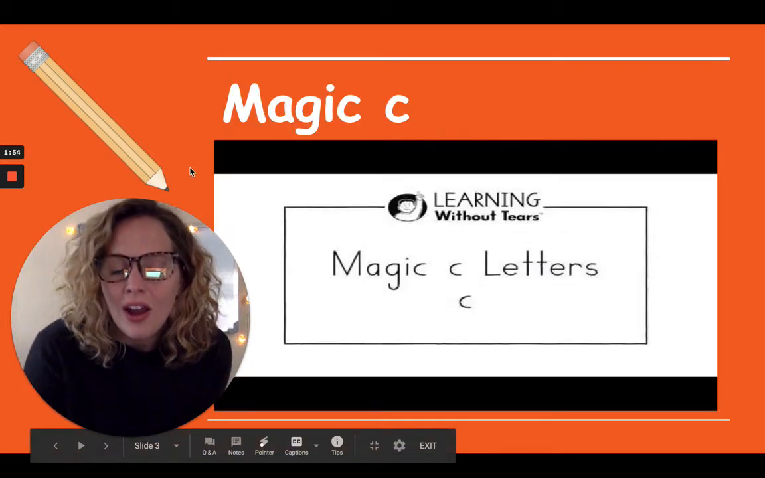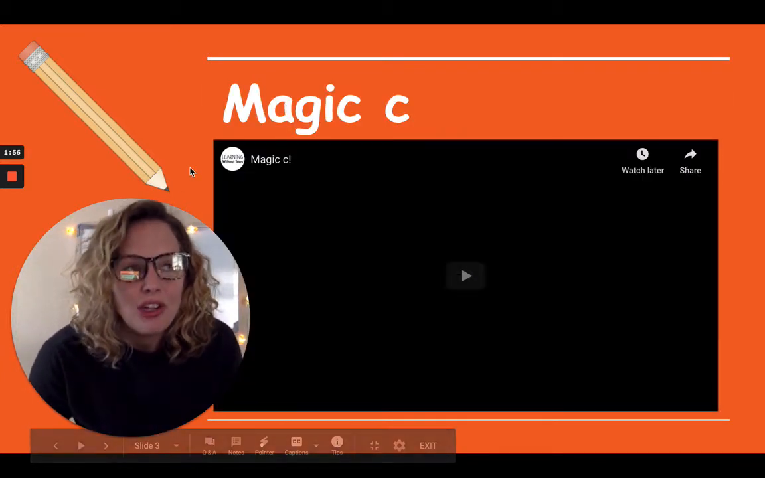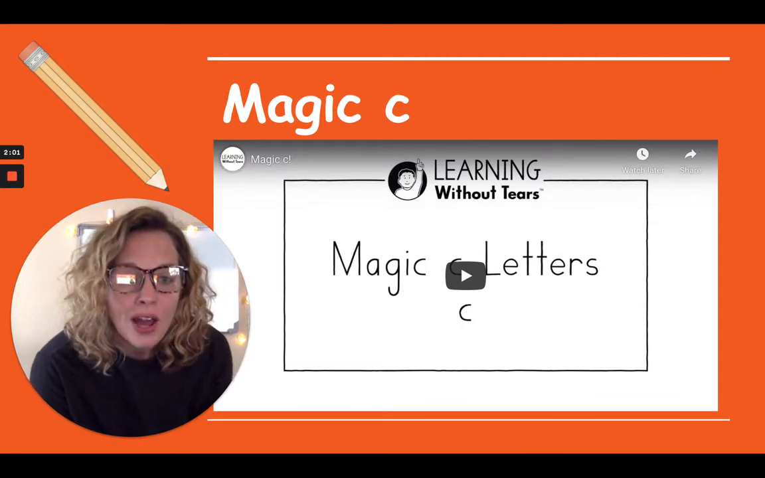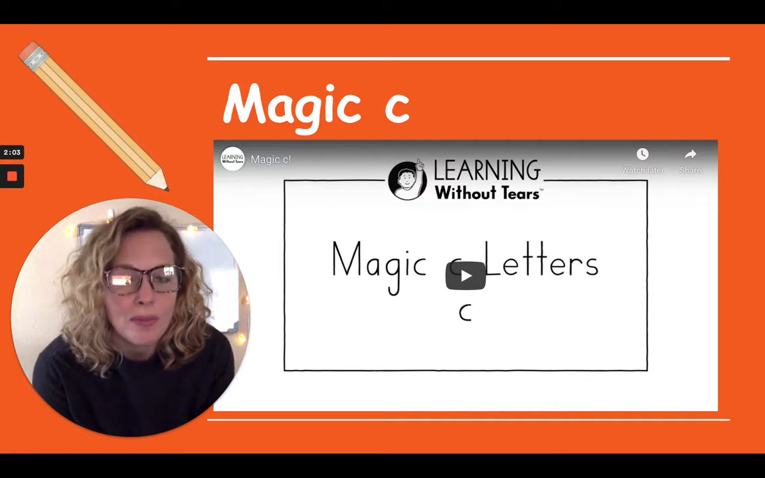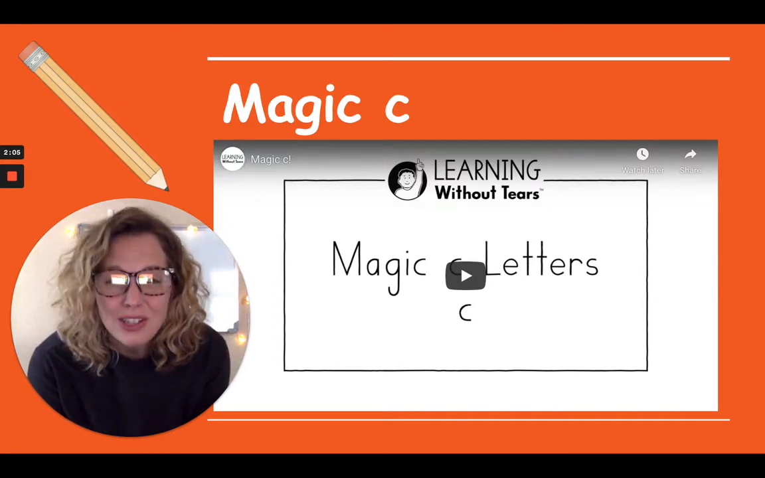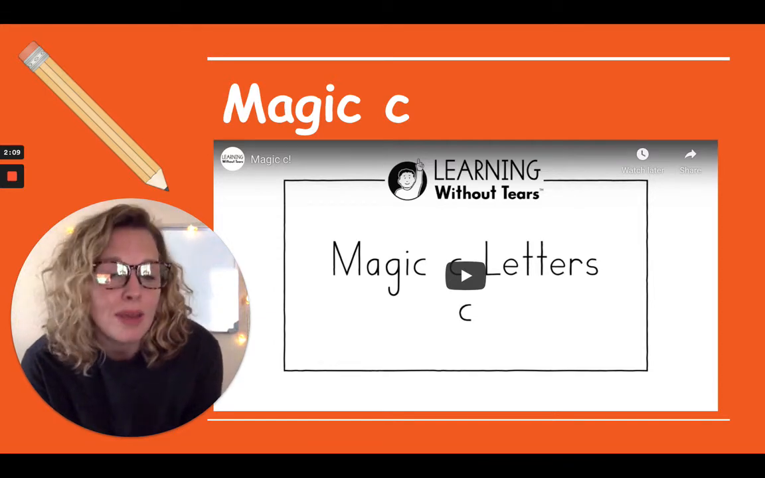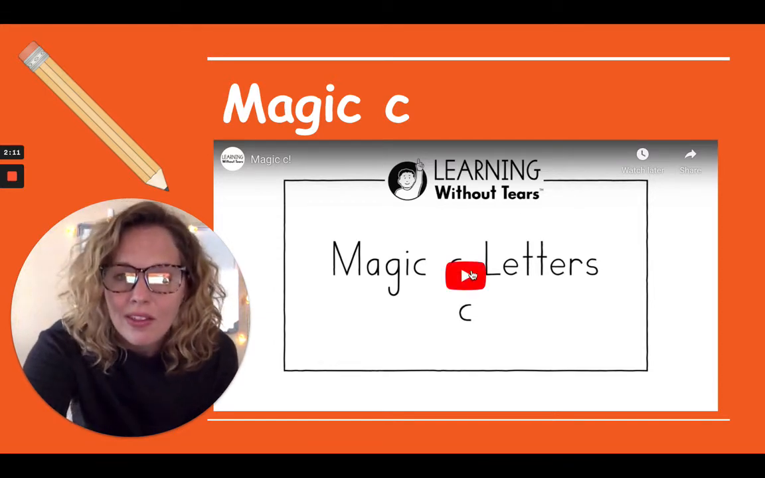All right, we're going to talk about our magic C. You might have already heard Mrs. Martinez and Miss Kelly talk about if you know how to make a C, you know how to make some other letters too. Our magic C is a really cool letter because if we know how to make a C, we can make other letters too. So let's look at our magic C.